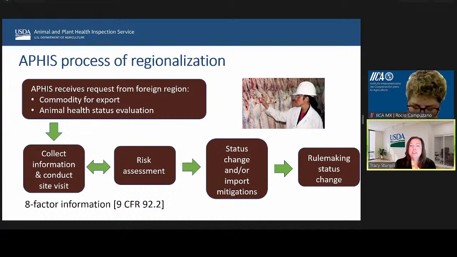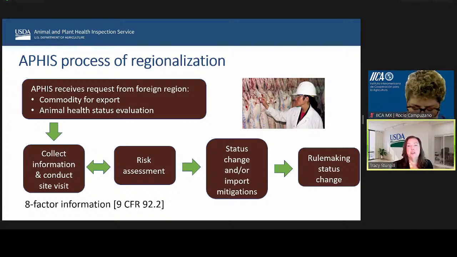So APHIS restricts the importation of some animals and animal products due to the animal health status of the exporting or transit region. Thus, we use the concept of regionalization to evaluate import risk and animal health statuses of foreign regions. Now, before I get into the details, I want to address some of the terminology because some of the terminology is different across different countries and organizations. The terms regions and regionalization are often used interchangeably with zones and zoning. But for APHIS, these terms are not synonymous.